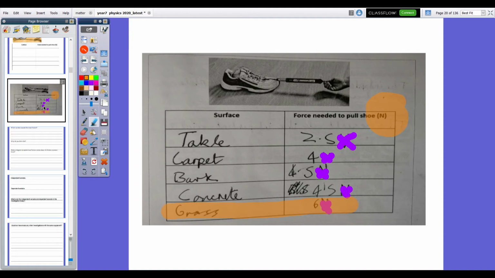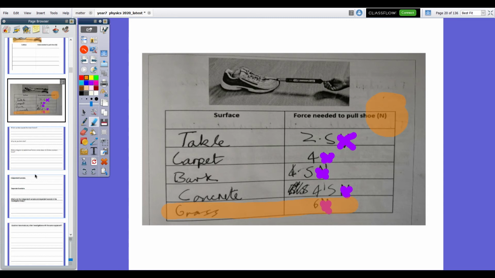Another variation of this experiment is we could use the same shoe and the same surface, and we could start putting weights into the shoe, and we could see whether adding weights to the shoe increased or decreased the amount of friction. So with very similar equipment, we could conduct rather different investigations.